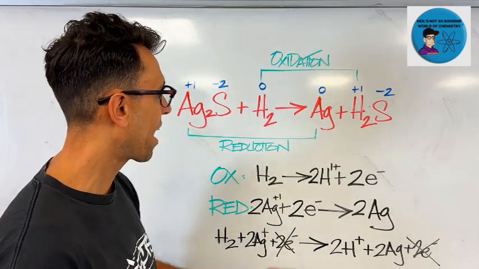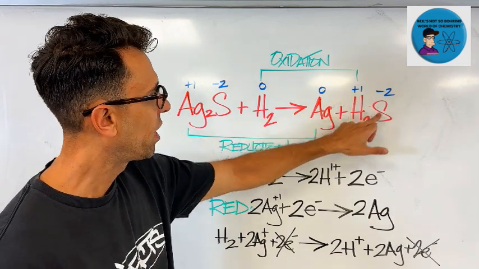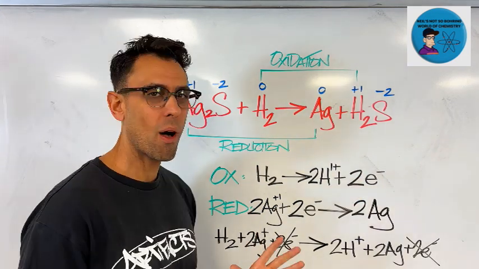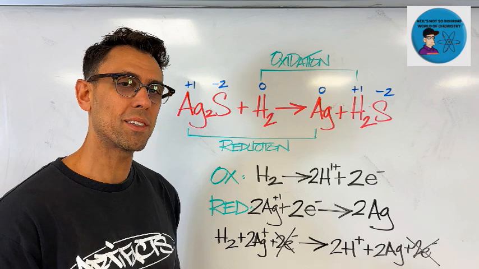On the right side of the arrow, we have 2 hydrogen ions. Here they are. They were part of this compound here. We have 2 regular silver atoms. And so overall, everything checks out. We've got our 2 half reactions for this redox situation.